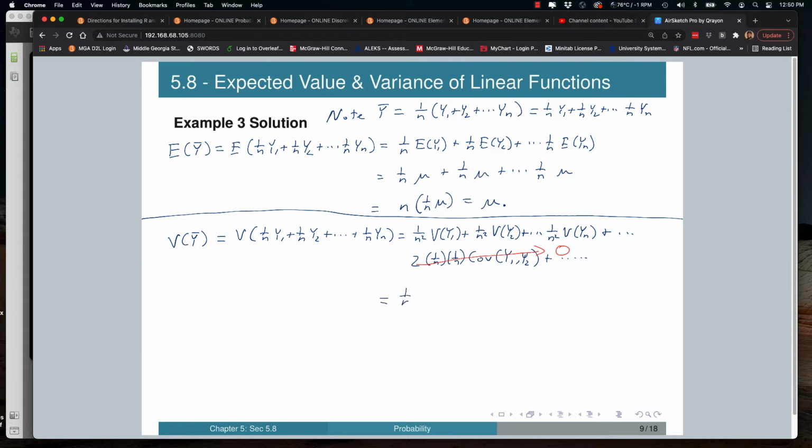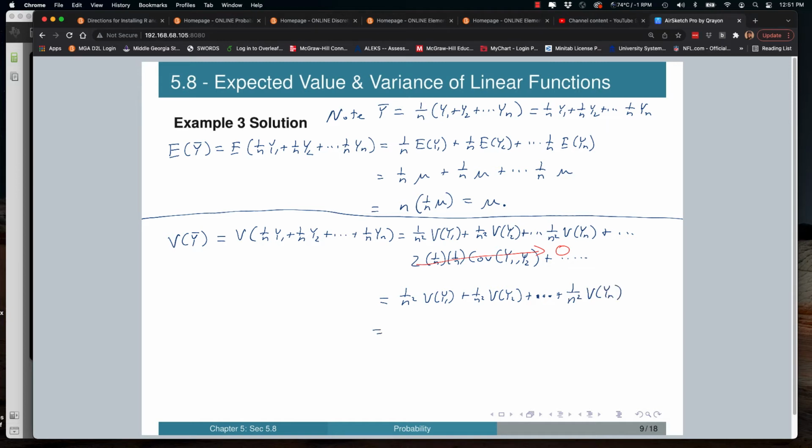So we just end up getting 1 over n squared variance of y sub 1 plus 1 over n squared variance of y sub 2 plus dot dot dot, ellipses, 1 over n squared variance of y sub n. Let me write properly. I'm trying to write too fast. All right.